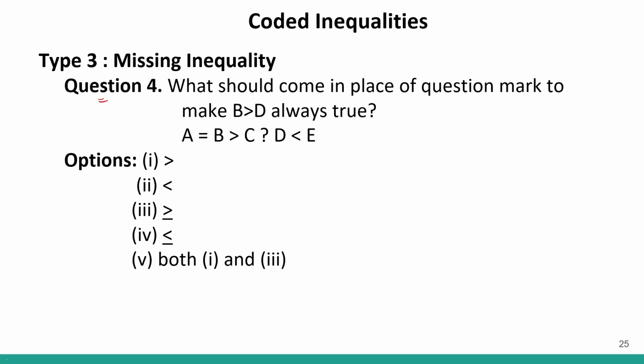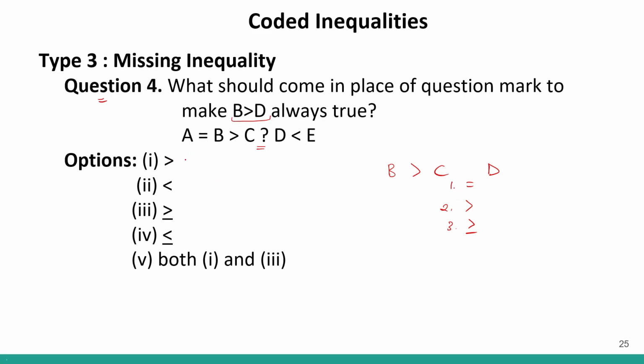Moving on to question number 4. Again, an expression is given to us, we have this question mark. We have to fill in a symbol. We have to answer which of the following can come into this place to make this always true. So we have to make B greater than D. So B is greater than C and then we have D. So what are the options? First option, equal to sign. Second option, greater than sign. Third option, greater than equal to sign. Either of these 3 will make B greater than D, correct?